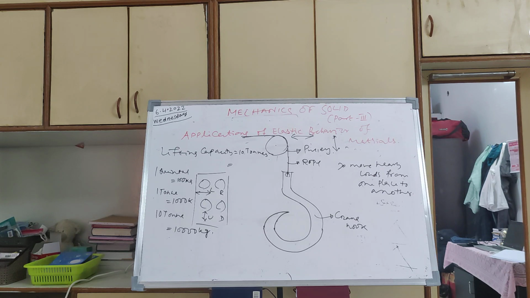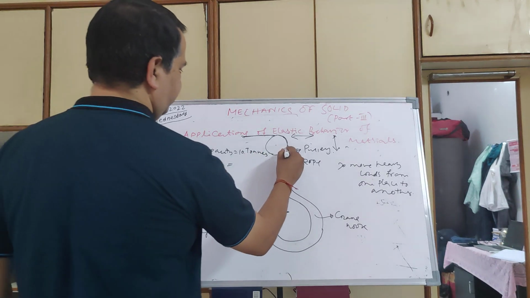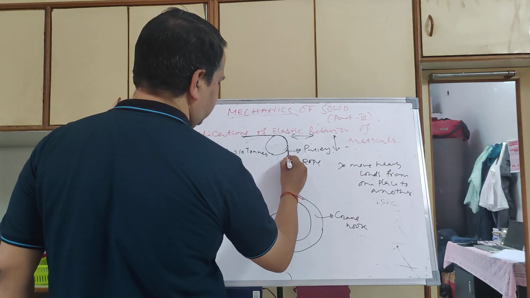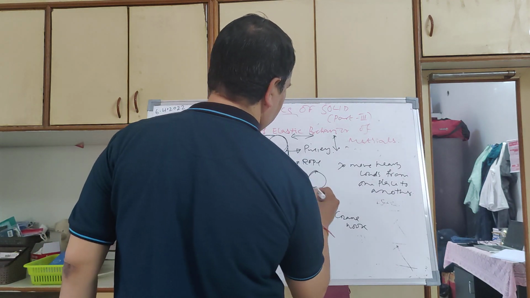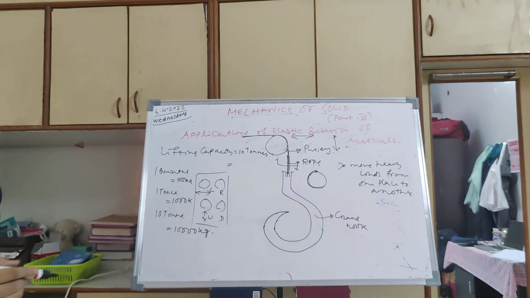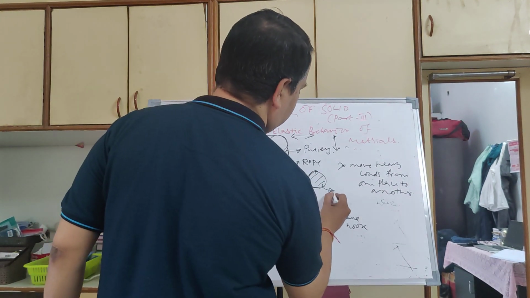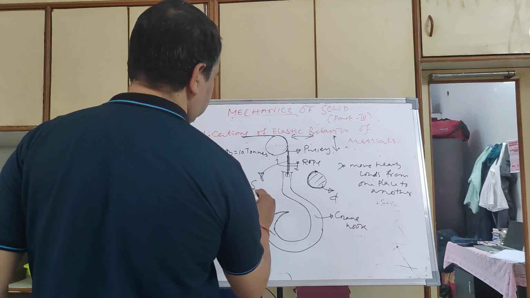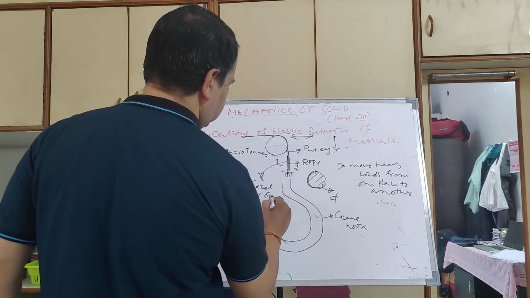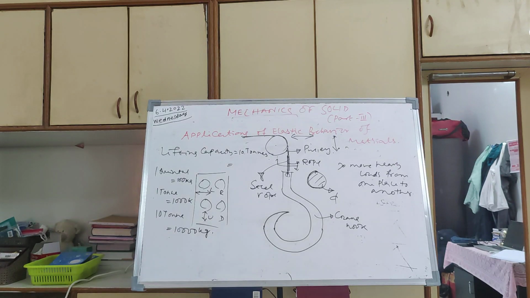So 10,000 kg. How thick should the rope be? I am just drawing this rope as one line, but actually if you take the cross section, it will be a thick rope. What is the diameter of the rope? That is the question: how thick should the rope be to carry 10,000 kg? The rope is made of steel, steel braids. So how thick should it be?